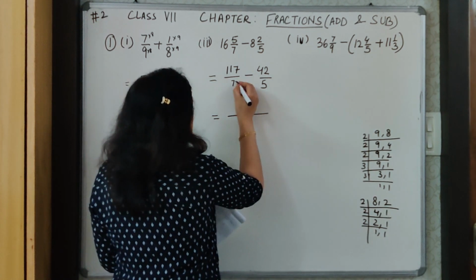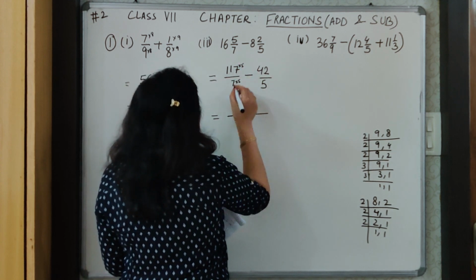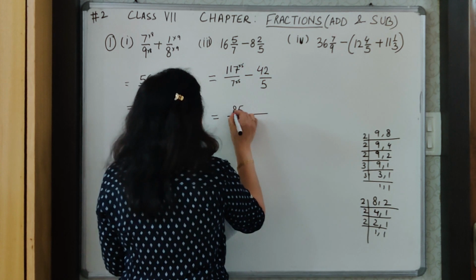7 5s are 35. So if I am multiplying this by 5, this will also be multiplied by 5. 5 7s are 35, carry 3. 5 ones are 5 and 3, 8. 5 ones are 5.